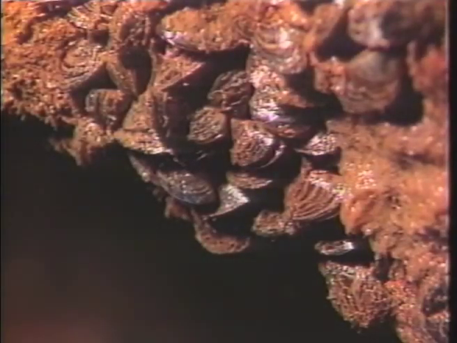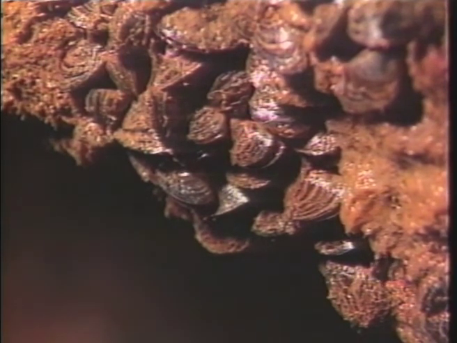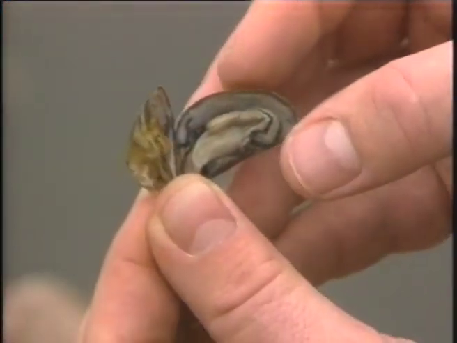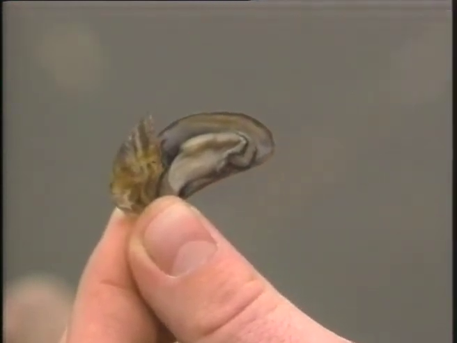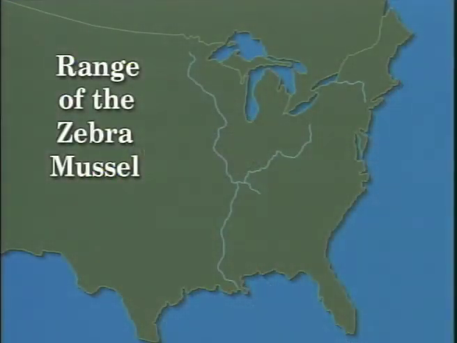Probably the most dramatic example of our time has been the accidental introduction of the zebra mussel. A small mussel from Europe's Caspian Sea, it most likely arrived here in the ballast water of a ship. Since its discovery in Lake St. Clair in the Great Lakes Basin in 1988, its numbers have exploded.